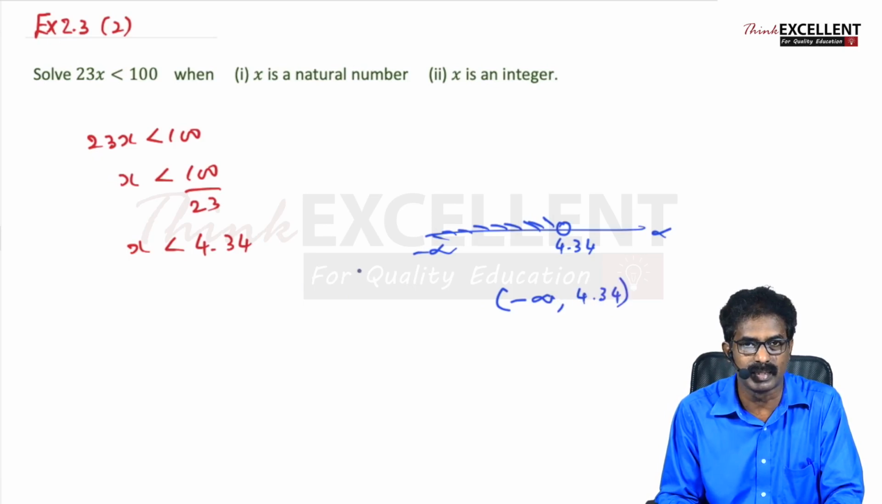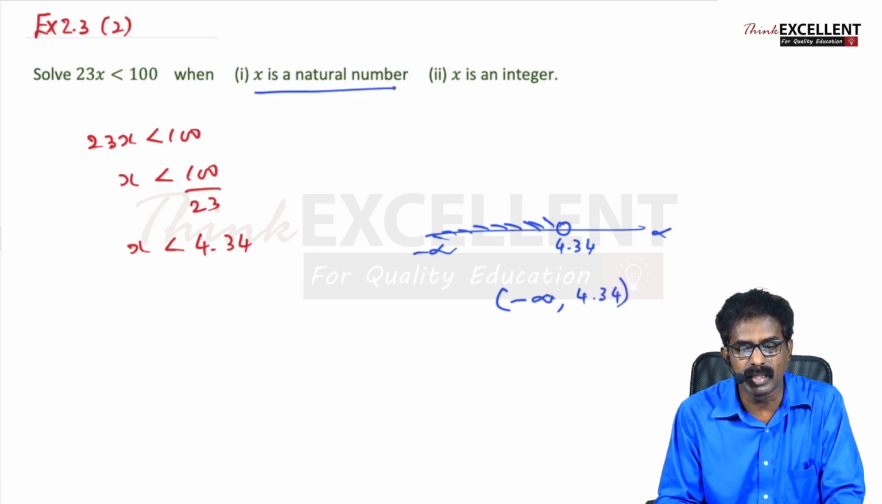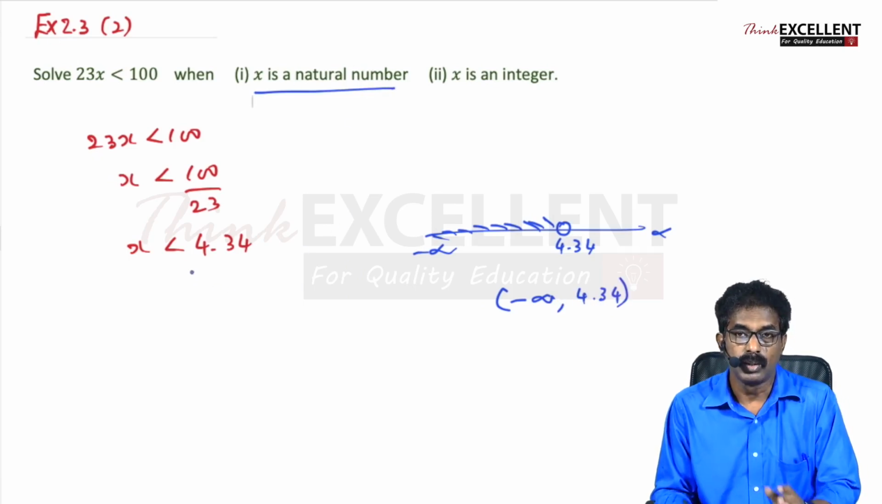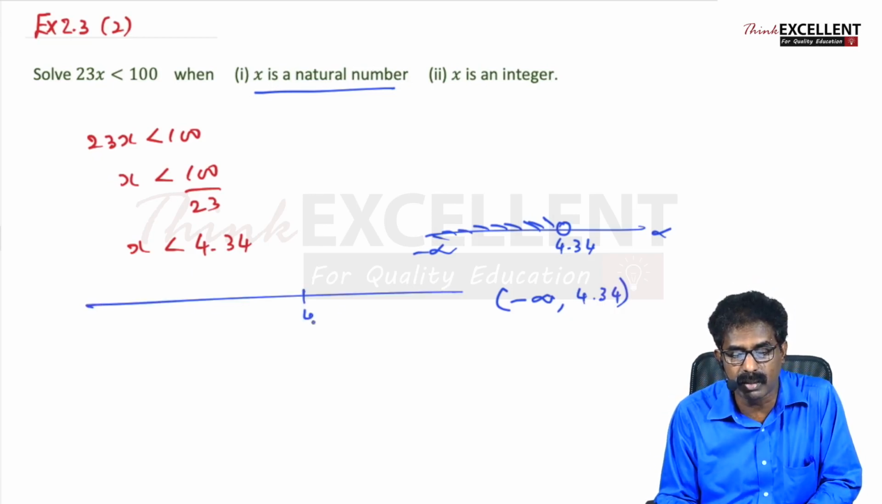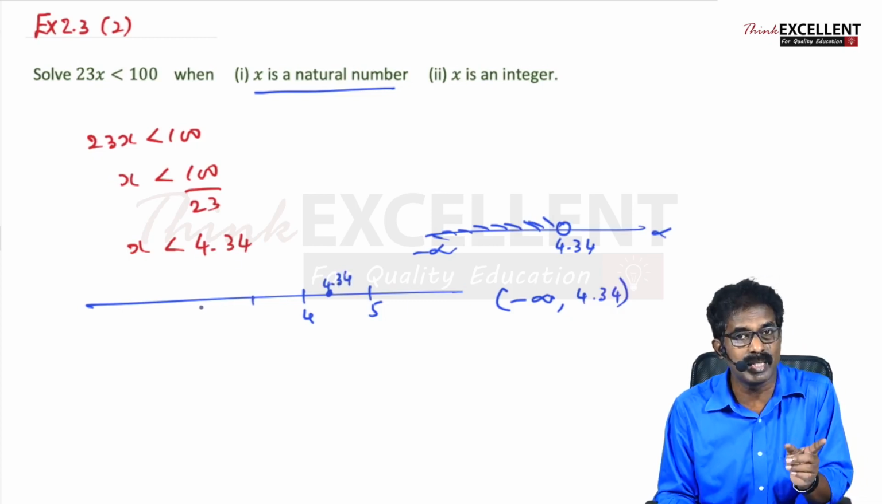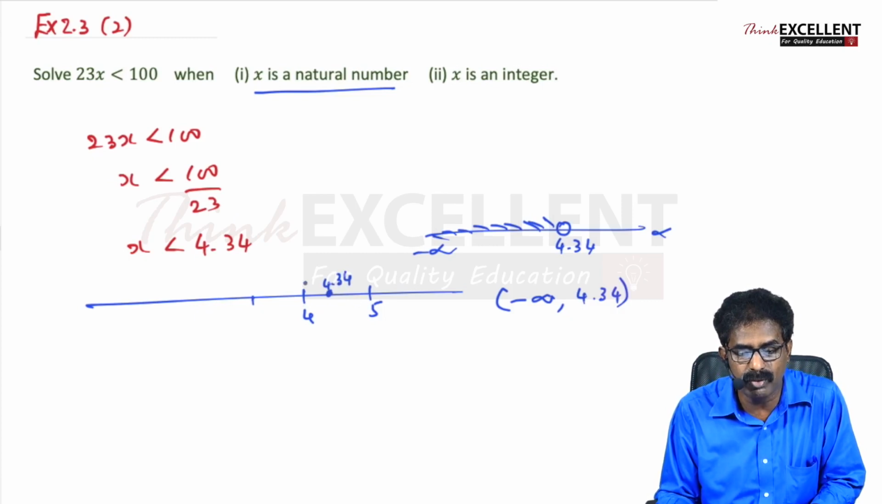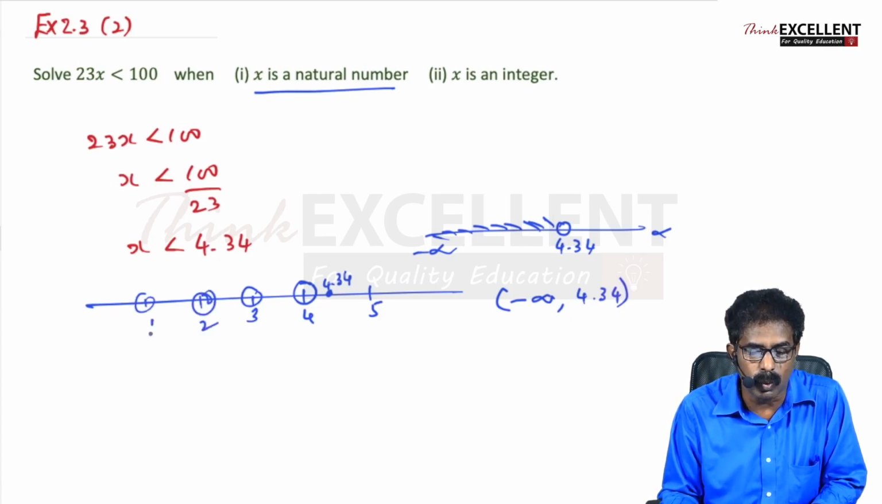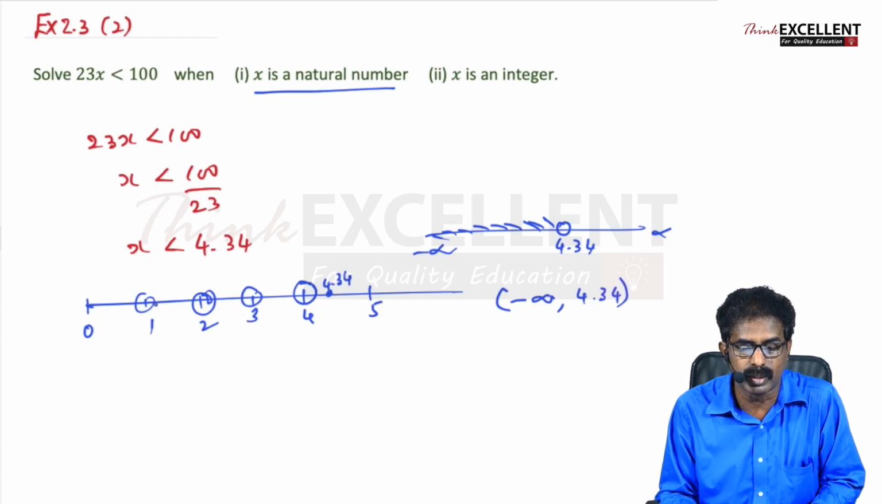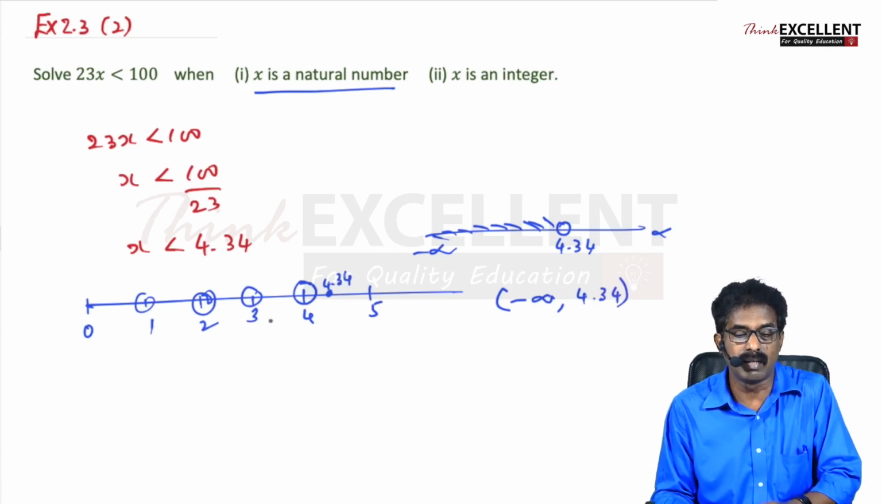But here they didn't ask that. You give your answer as a natural number. So you have to say the numbers which are less than 4.34. See, 4 is here, 5 is here, so 4.34 is somewhere here, right? Below that, what are the natural numbers? Natural numbers start with 1 only, no? So below 4.34, the next natural number is 4, then 3, then 2, then 1. Then 0 is there, but you can't take it, okay? Natural numbers less than 4.34.